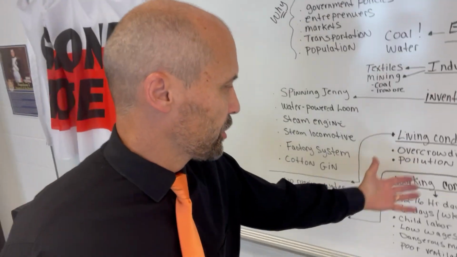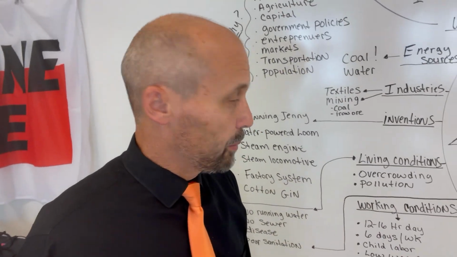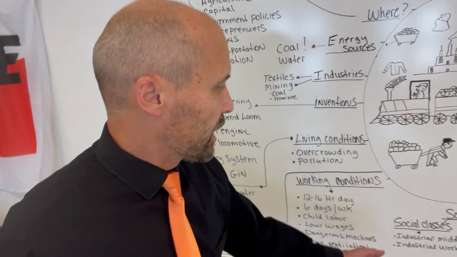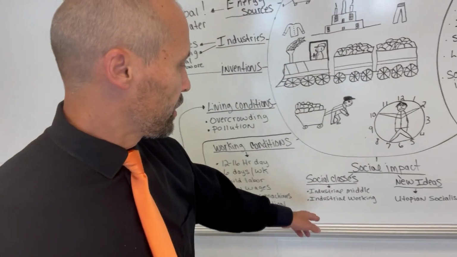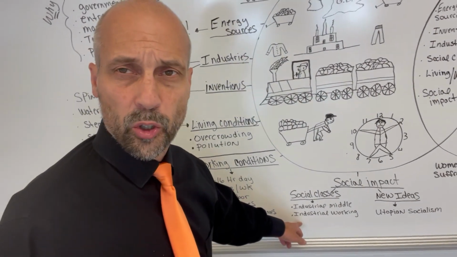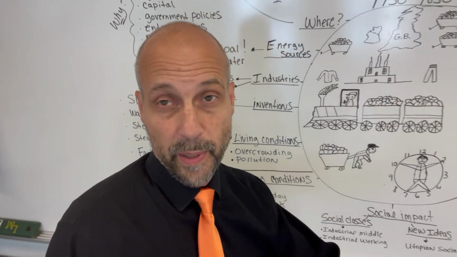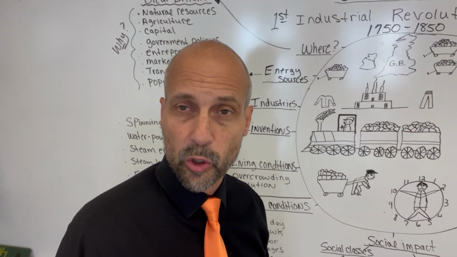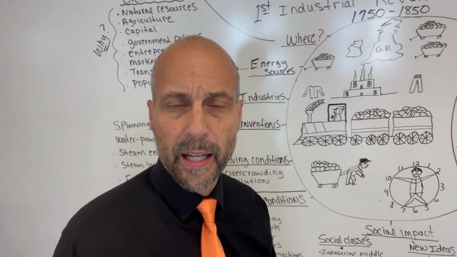So we listed some of those, and obviously there could be a laundry list of things, more ideas we could put on the board, but we just don't have any more room for that. So anyways, we also talked about the social impact, the industrial middle class and the industrial working class. The industrial middle class was basically the factory owners. The industrial working class would have been those people working the long, arduous hours, 12 to 16 hours, for low pay.